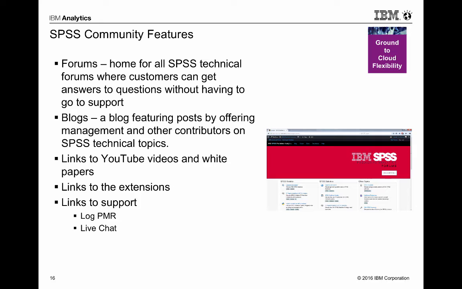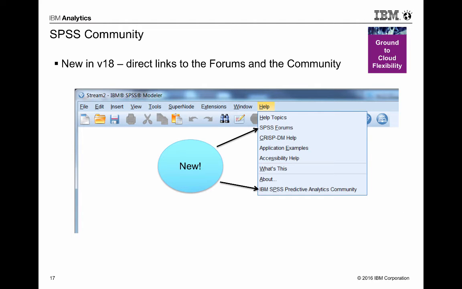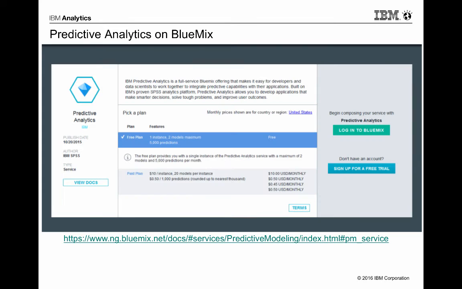So directly from SPSS Modeler, you can click on a button and it'll bring you to a web page where you can log a PMR, which is a support ticket, or start to engage in a live chat with a SPSS support technician. So here it is. You can see the links. You can go to SPSS forums, and then the actual analytics community. Get some help as well. So that's where this is included in the menu.